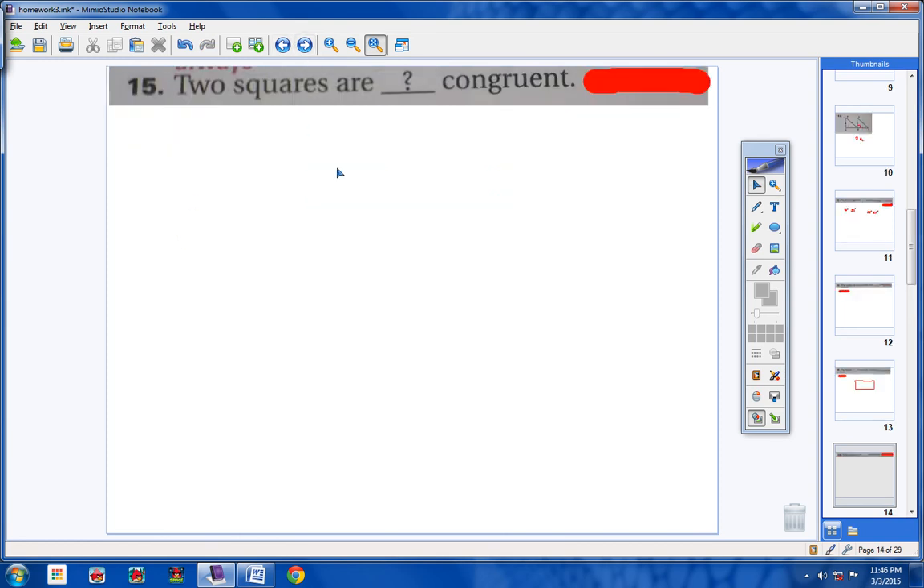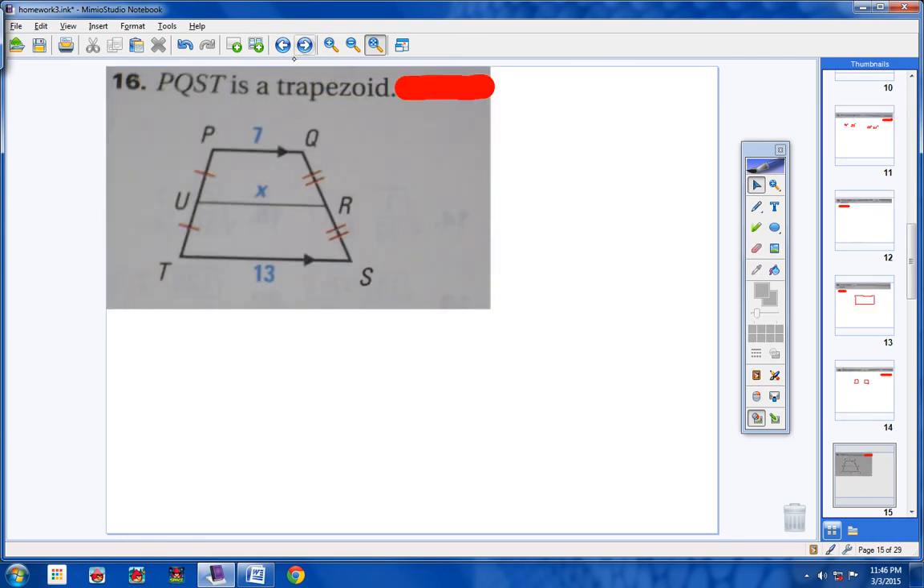Okay. Number 15. Two squares are always congruent. Well, two squares are always, sometimes, or never congruent. Well, you know, guys, you can have a square like this and a square like this. They're not congruent. Or you could have a square like this and a square like this, and they are congruent. So two squares are sometimes congruent. Sometimes, but not always.